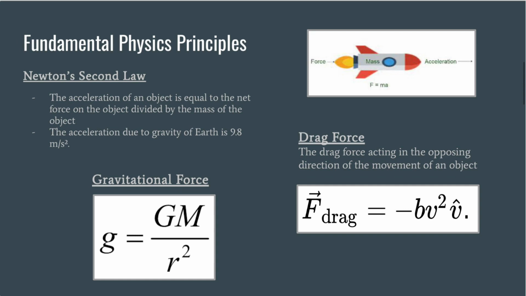Newton's second law says that acceleration of an object is equal to the net force on the object divided by the mass of the object. It is also seen as part of the velocity update and position update formulas. Drag force is a force that is seen when a solid object moves through a fluid, like air, that opposes its motion. Gravitational force is an attractive force that moves objects towards each other. On Earth, this causes objects to move towards the ground and is equal to 9.8 meters per second squared.